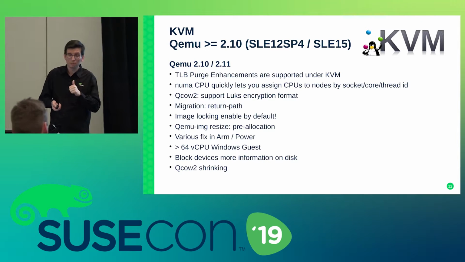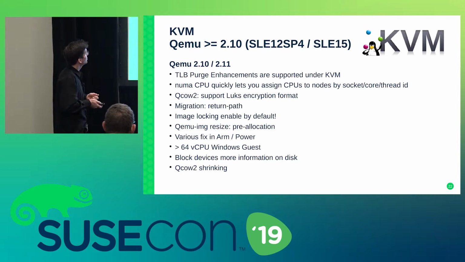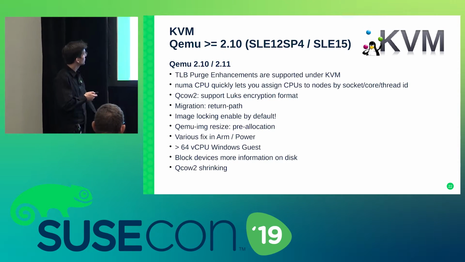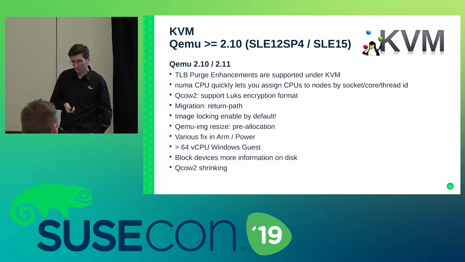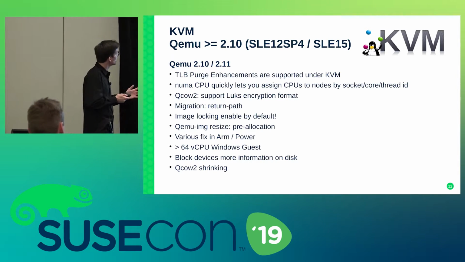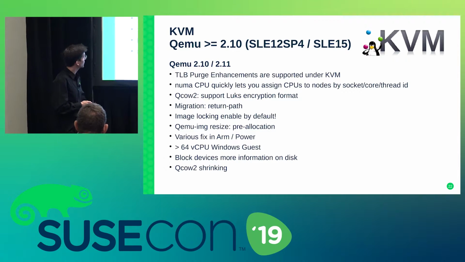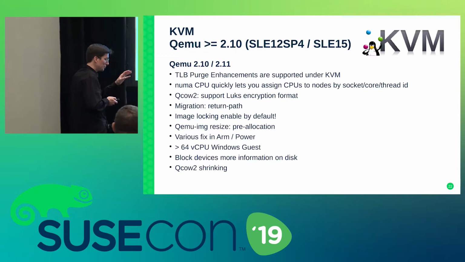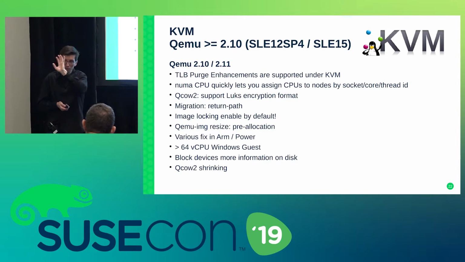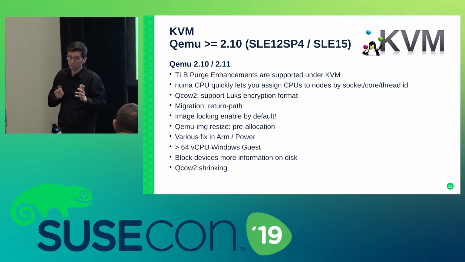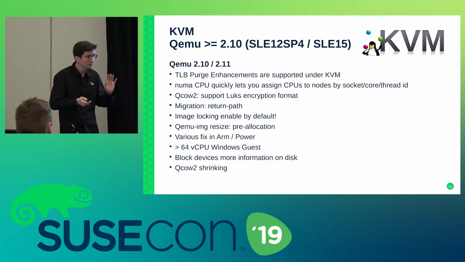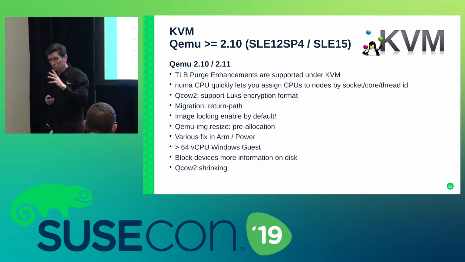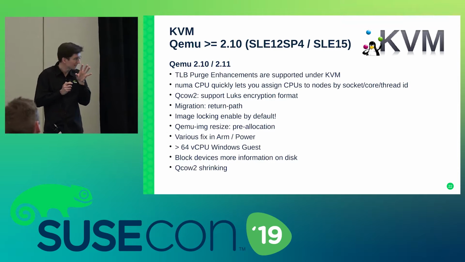QCOW2 is one of the image formats currently mostly used by virtual machine images. Now we support LUKS encryption format, which means that you can access encrypted guest images. There is progress in migration. So return path. One of the problems of migration, when you migrate a virtual machine from one host to another host, is getting the status of the migration. And sometimes you don't get the status from the destination host. And return path is something that takes care of this.